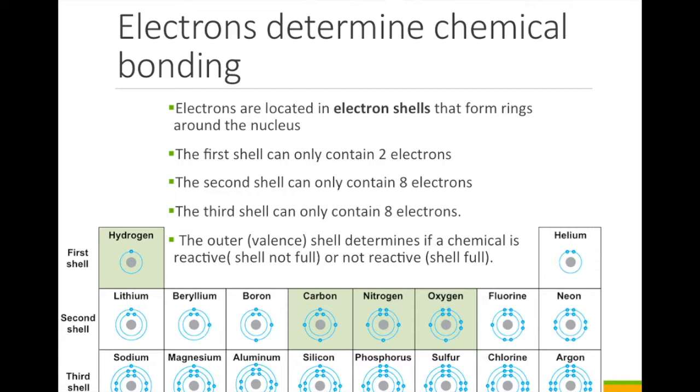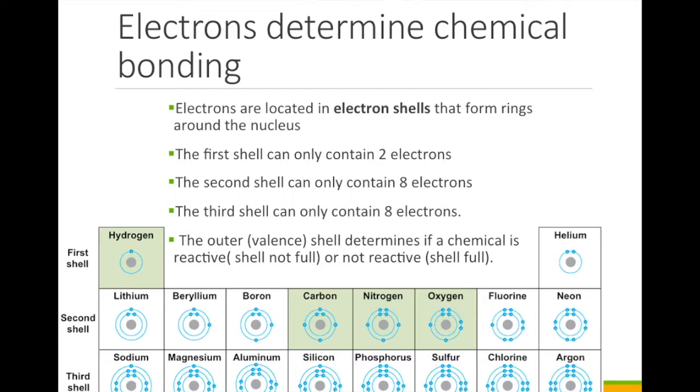Hydrogen and helium only have the first shell. Hydrogen has 1 electron and helium has 2. So this shell is full for helium. The second electron shell can hold up to 8 electrons. The first 2 electrons will always go in the first shell, and then the next 8 electrons can go in the second shell. Carbon and neon both have 2 electron shells.